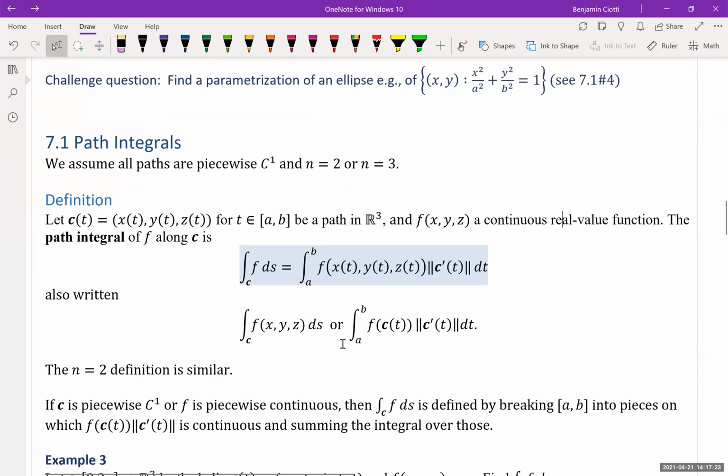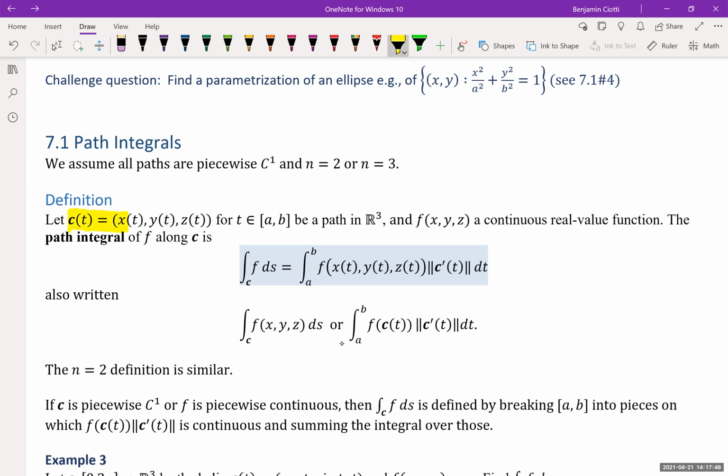Now it's time to get down to calculus. So moving on to 7.1 path integrals, and we're going to assume that all our paths are continuously differentiable, and we're going to confine ourselves to the plane or to space. Here's the definition of a path integral, in other words, the integral of some function over some path.